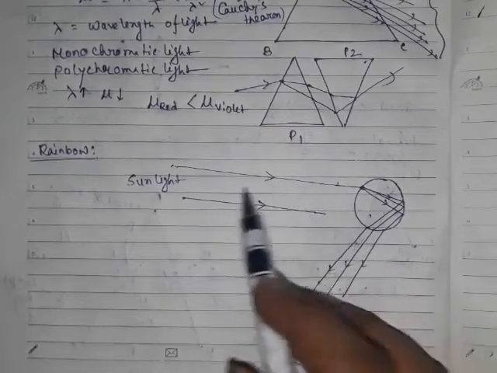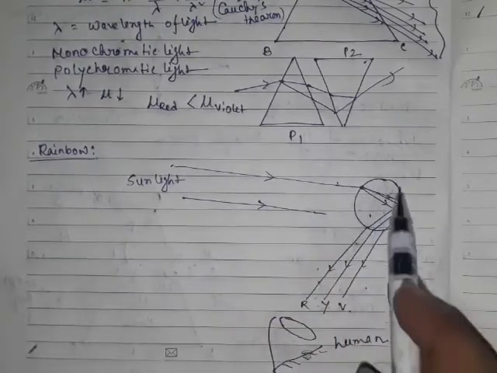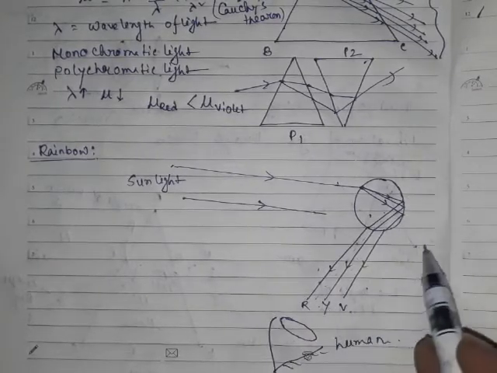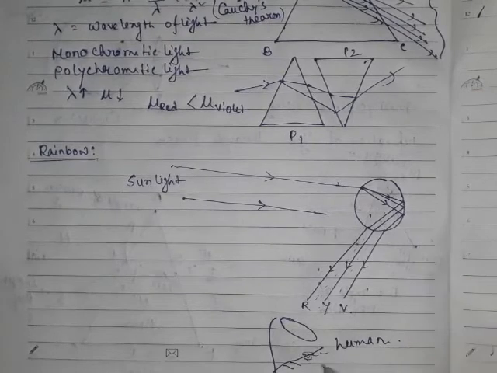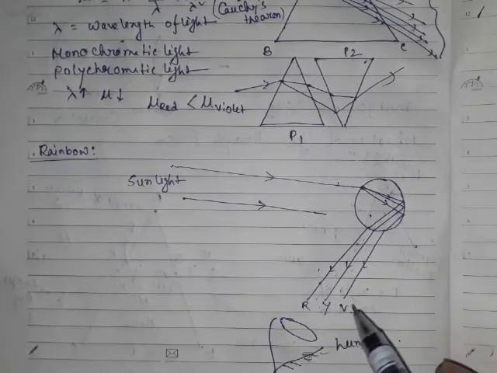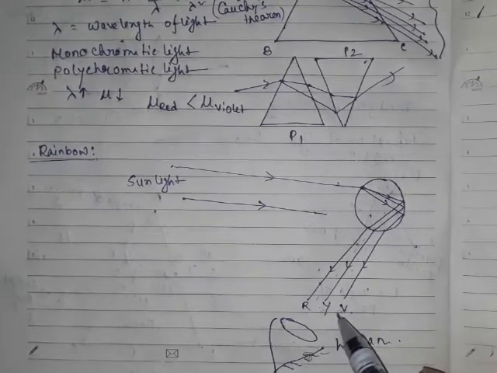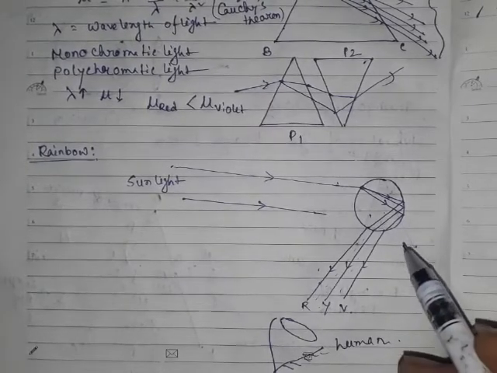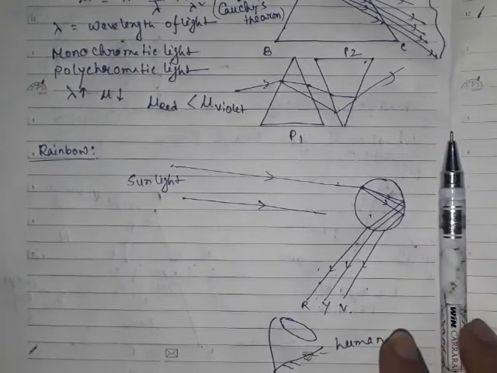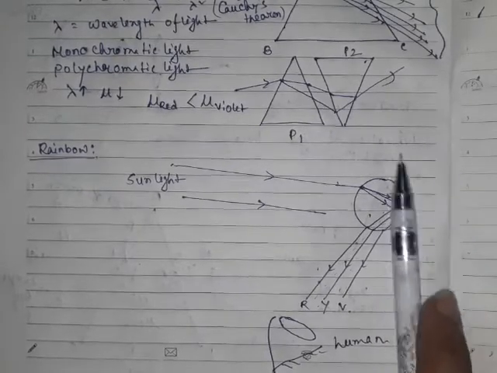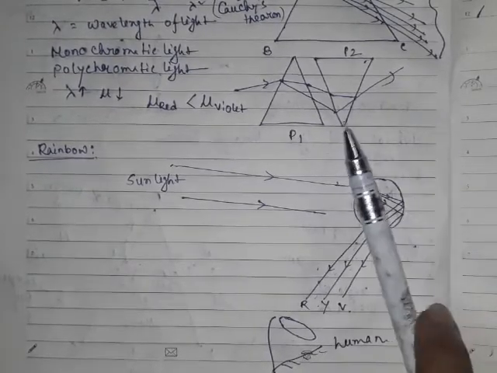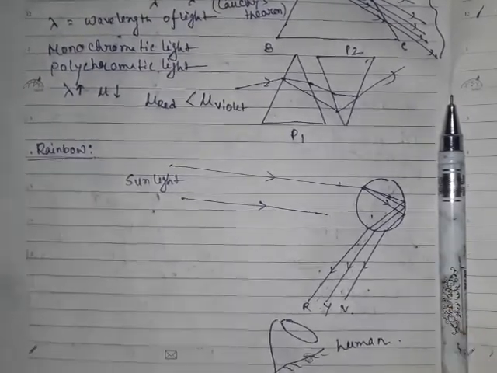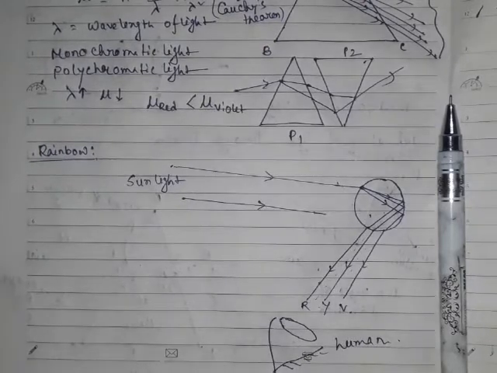So when the white light is incident on the spherical droplet and comes out, it is divided into its spectrum. Okay, so we can see the colored spectrum, and that is called the rainbow. And one thing we have to keep in mind: without the water droplet, a rainbow cannot be formed. So that's the reason a rainbow always forms on the opposite side of the sun.